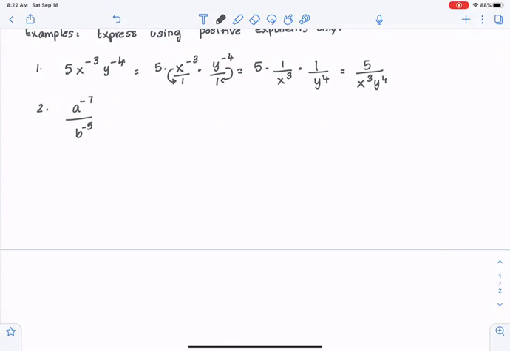So first, I'm going to move the a raised negative 7 to the denominator, which would give us a raised positive 7 multiplied by b raised negative 5. Then I could move b raised negative 5 to the numerator. I would have b raised 5 divided by a raised 7. And now I have terms with only positive exponents.